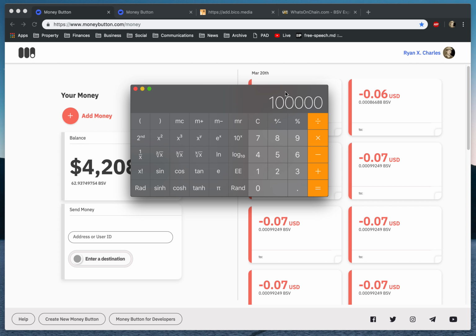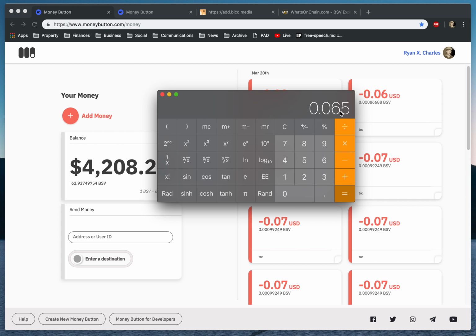So 100,000 Satoshis divided by 100 million gives me how many BSV it is. And the current price of BSV is something like 65 or so US dollars. So that comes out to be about 6.5 cents, and that rounds up to about 7 cents per 100 kilobytes.